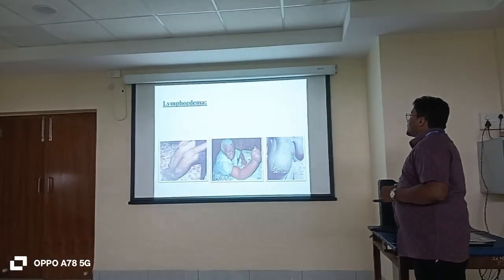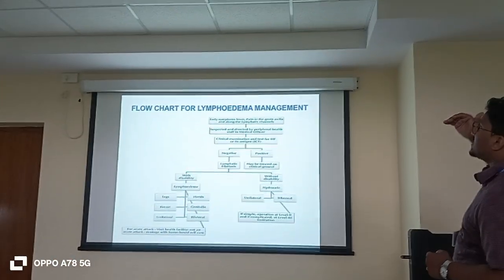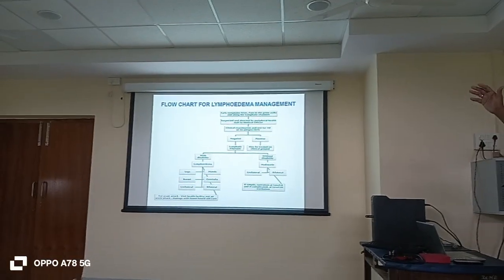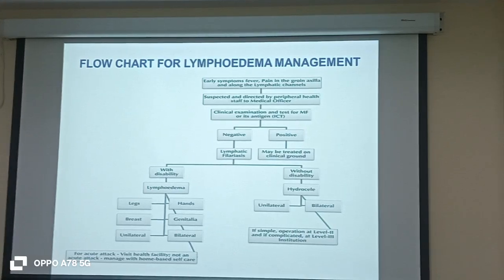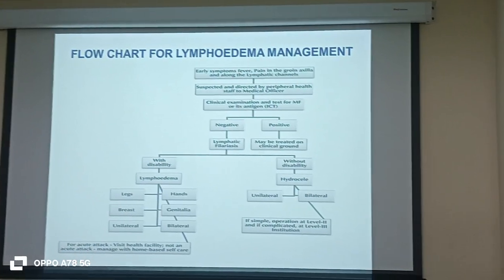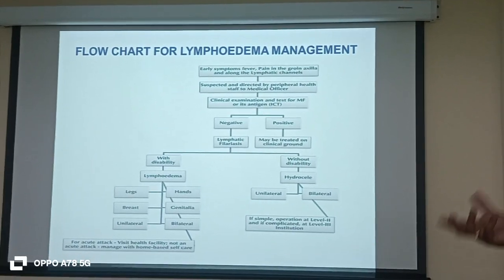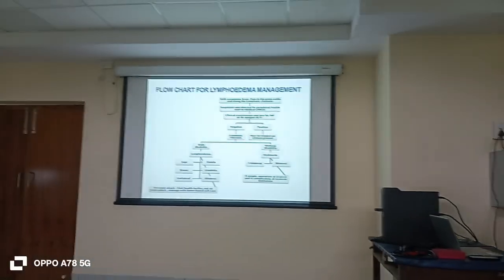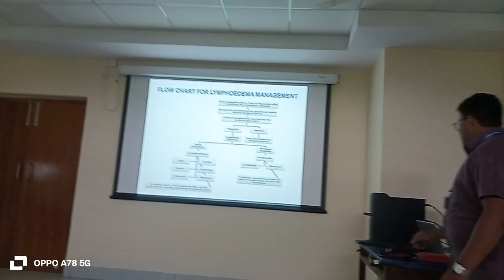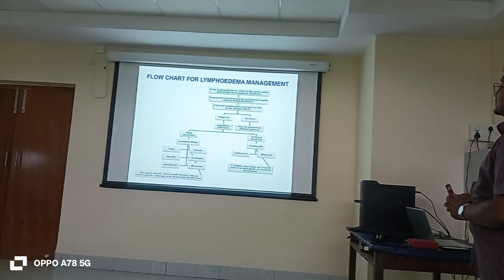Okay. So what is the flow chart of that management? This is actually the old one. A new one is also there. So whatever it may be, the basic structure and the basic procedure will not change. Okay. What are the early symptoms? Fever, pain in the groin, axilla, along with the lymphatic channels.